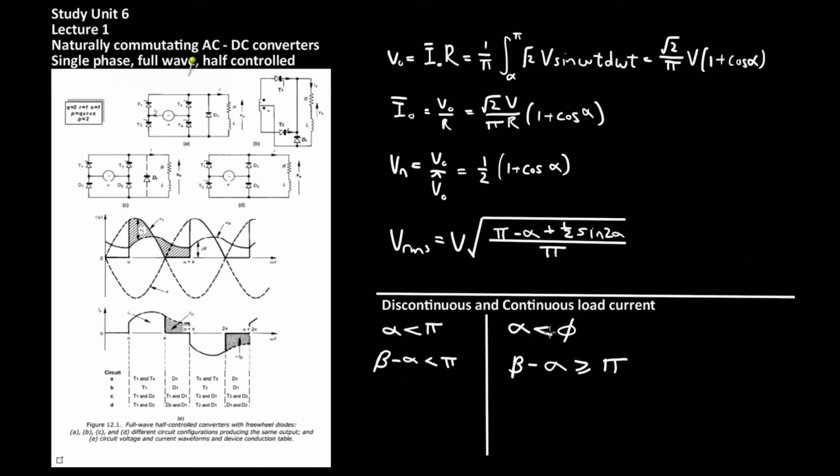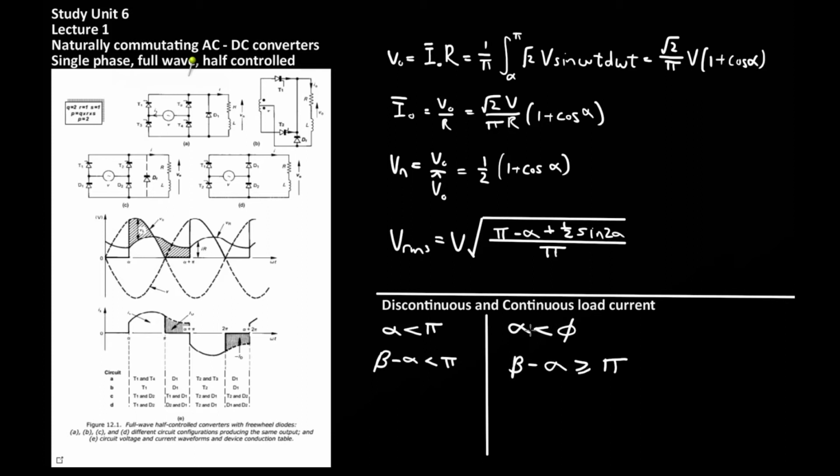For a continuous load current, alpha is less than theta, and beta minus alpha is larger than pi. So what this means is that the load current will be discontinuous, where the delay angle alpha is less than pi, which will be 1/2 cycle, and the extinction angle beta minus alpha is less than pi. In other words, the current for the load will flow for less than 1/2 cycle of the periodic sinusoidal input.